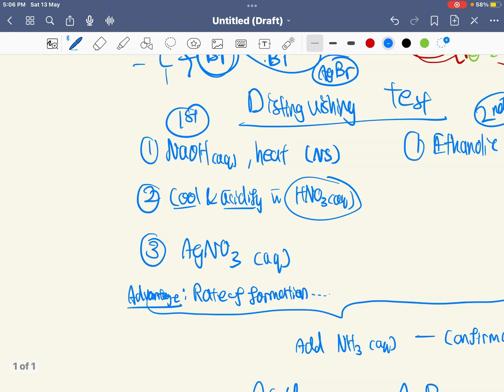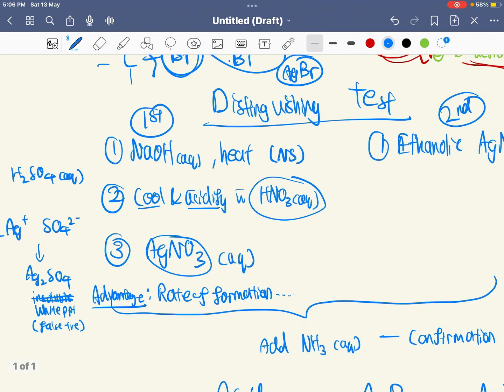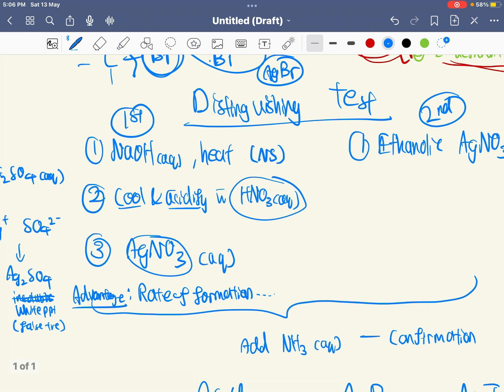So why nitric acid? Because if we were to use sulfuric acid, for example, later on when we add this AgNO3, which is a soluble salt, it will form Ag+ and SO4 2-. This will give Ag2SO4, which is an insoluble salt, a white PPT, so it will give us a false positive. It will give us the wrong conclusion.